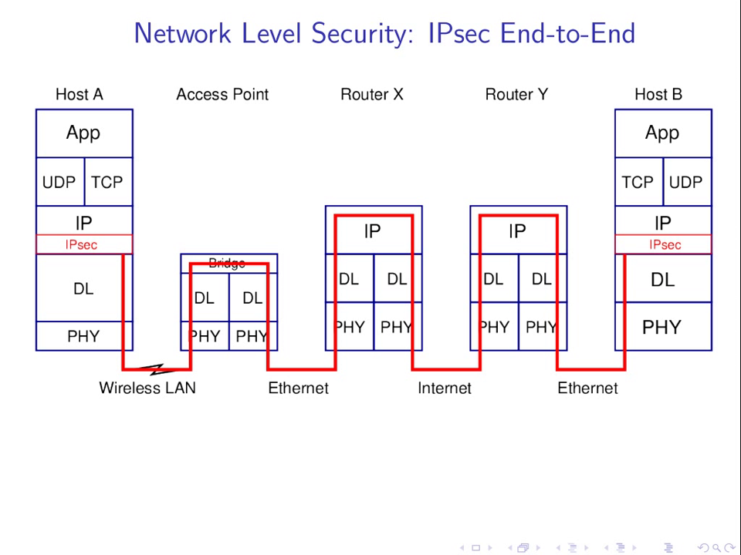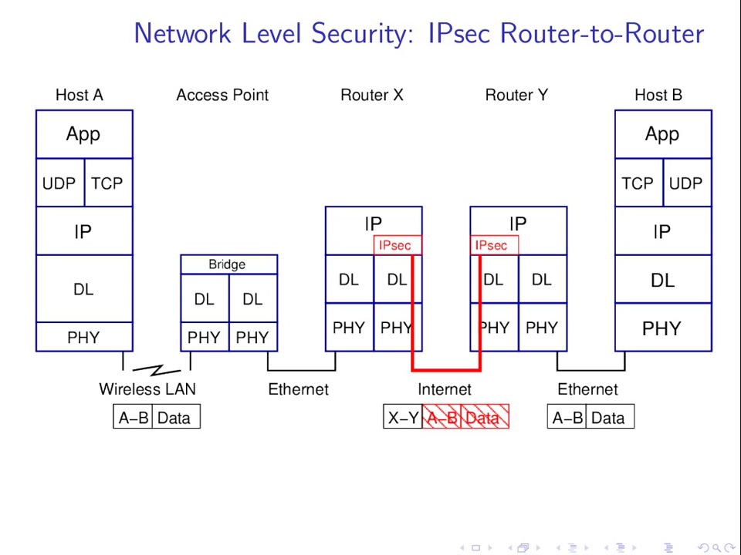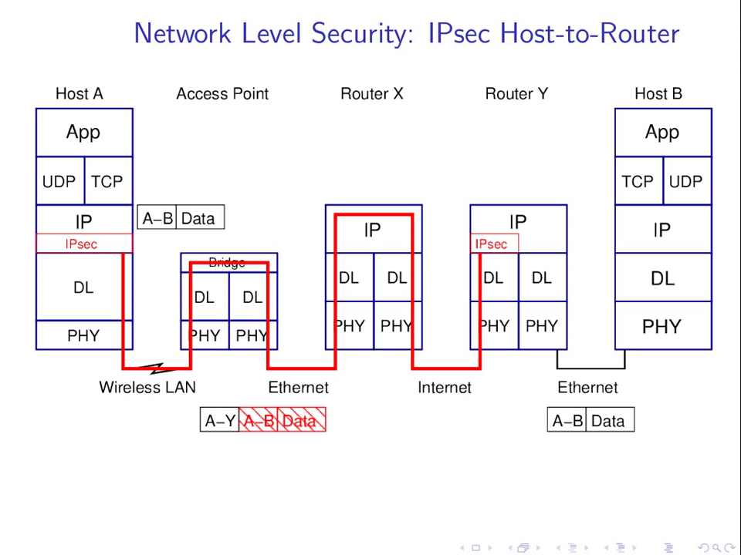Let's continue on that point. Let's look at the tunneling mode of IPsec. What happens is that there's the original IP packet and it's put inside another IP packet. So the original one going from A to B, this is the IP header, this is the data, is actually put inside another IP packet which is being sent from A to Y in this example. And the internal packet is encrypted.